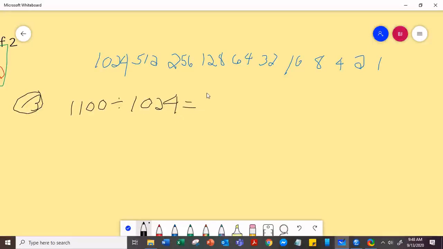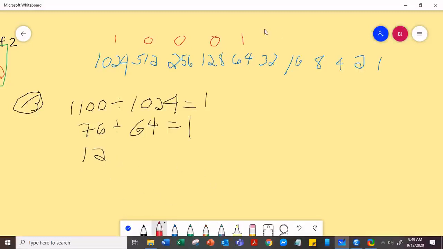We get a quotient of 1. We put 1 here as we were able to divide by 1024. The remainder would be 76. So we can't use 512, 256, 128, but we can divide by 64. So let's do that and divide 76 by 64. We get 1, and then we have a remainder of 12.